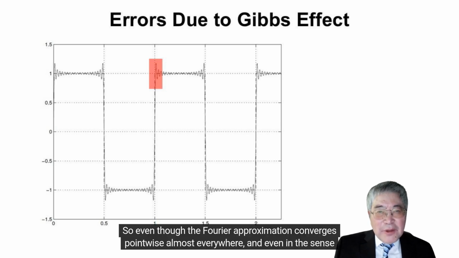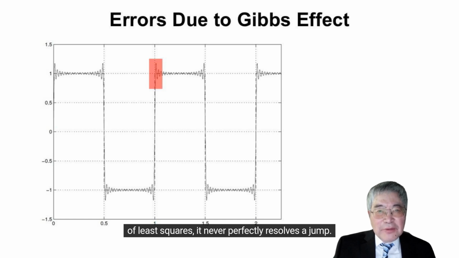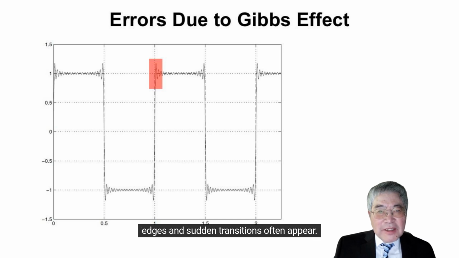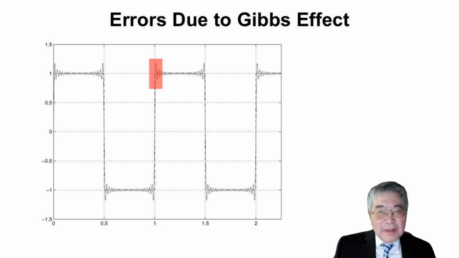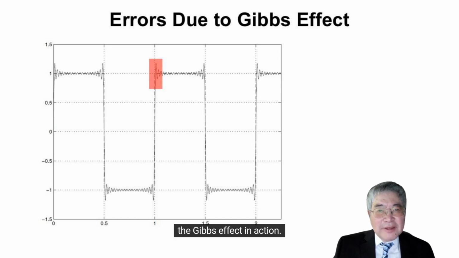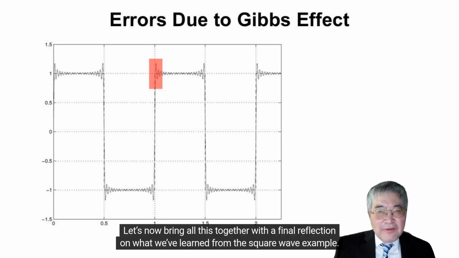So even though the Fourier approximation converges pointwise almost everywhere, and even in the sense of least squares, it never perfectly resolves a jump. This is especially important in applications like signal processing or image reconstruction, where sharp edges and sudden transitions often appear. The takeaway is, when you see these ringing effects around edges in a Fourier approximation, you're witnessing the Gibbs effect in action. Let's now bring all this together with a final reflection on what we've learned from the square wave example.